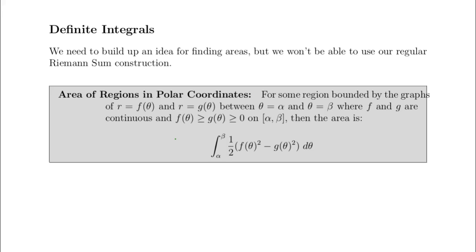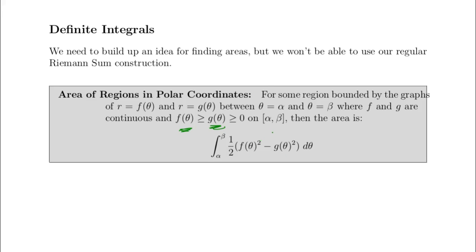So here's our big setup. For some region bounded by the graphs of r equals f of theta and r equals g of theta, I'm adding two graphs now, between these two angles where f and g are both continuous and one of them is further out than the other on that interval, then we just look at this difference.